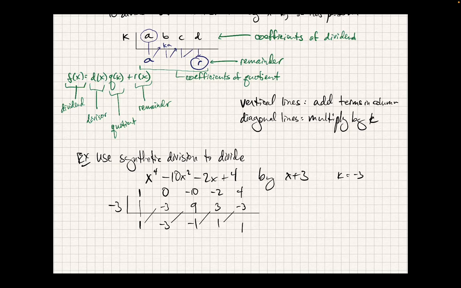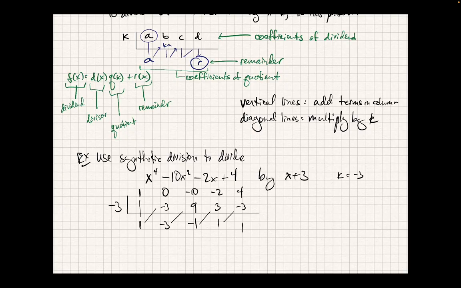Oh, it divides. What's my divisor here? K is negative 3. No, my divisor is x plus 3, because that's my factor. X plus 3 is the factor that I'm getting out of this.